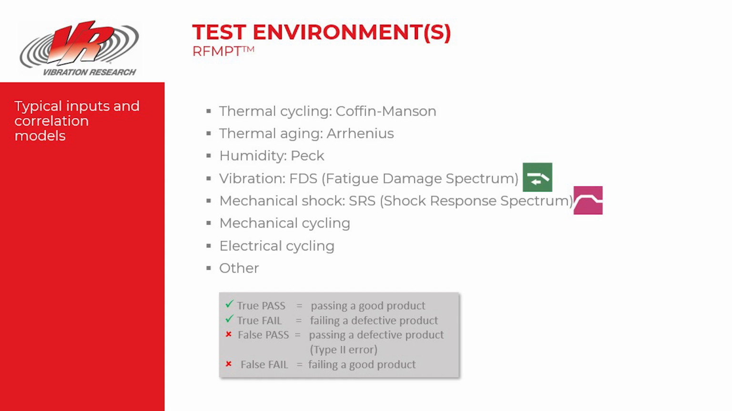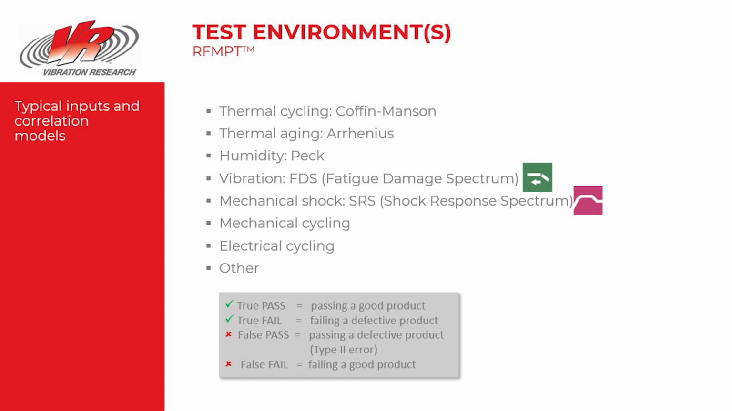For thermal cycling, the common model to use is a Coffin-Manson damage fatigue model. For thermal aging, an Arrhenius model, dependent on material properties for activation energy. Humidity, the Peck model. For vibration and mechanical shock, we use fatigue damage spectrum and the shock response spectrum. Both are available models in vibration research software.